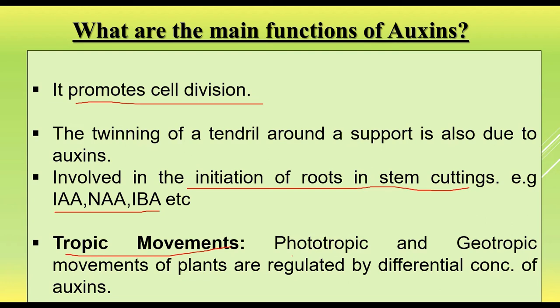Phototropic and geotropic movements of the plants are regulated by differential concentration of auxin. Auxin helps bending of the stem towards the light, and the root moves away from the light towards the force of gravity, that is called geotropism. It will be easy if we see this animation.